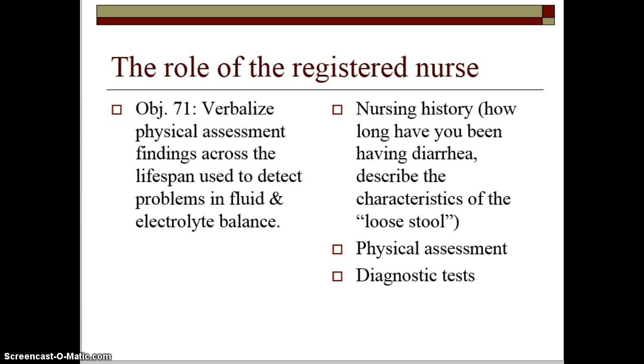As the registered nurse, then, we're going to be assessing the patient to see what factors they have that are influencing their fluid and electrolyte balance. Our nursing history: how long have you had diarrhea? Can you describe what a loose stool is? Because watery and loose might be different for them.